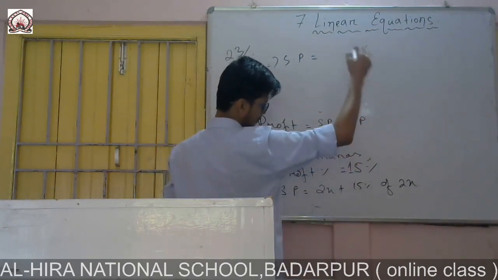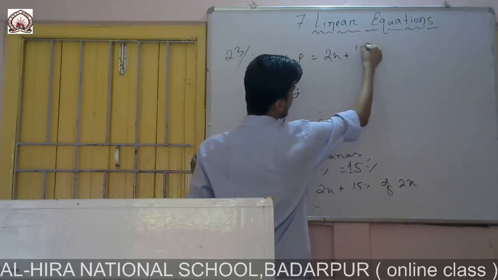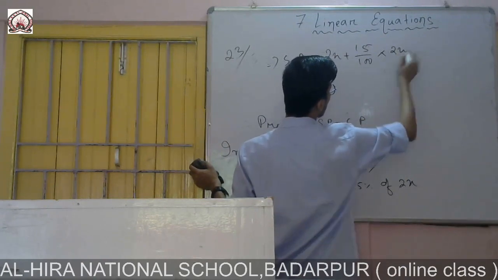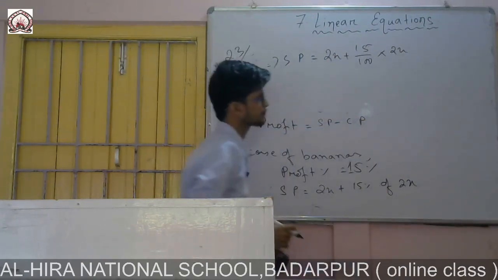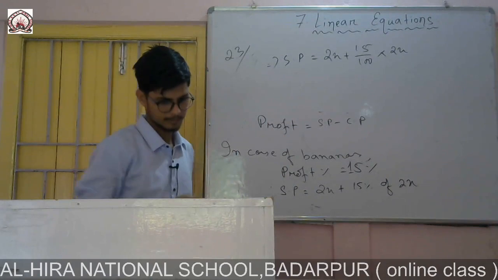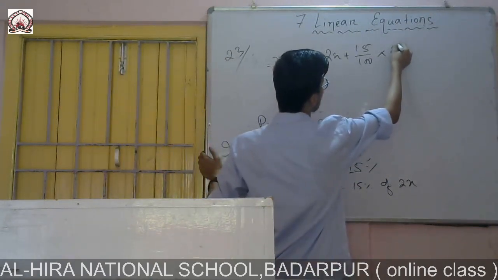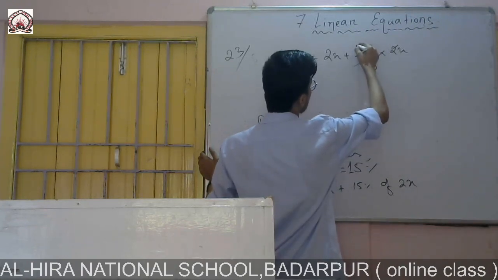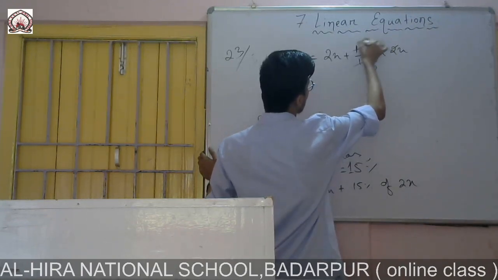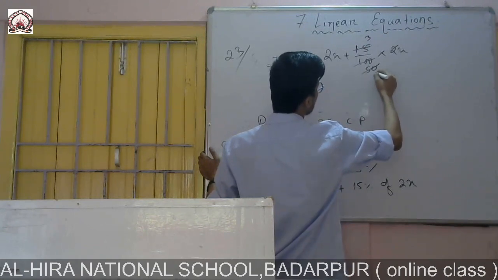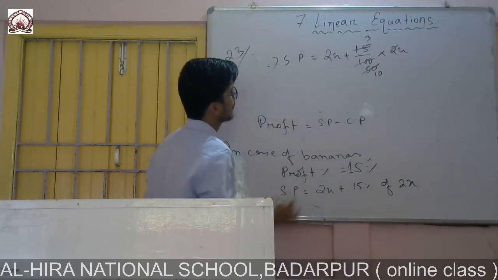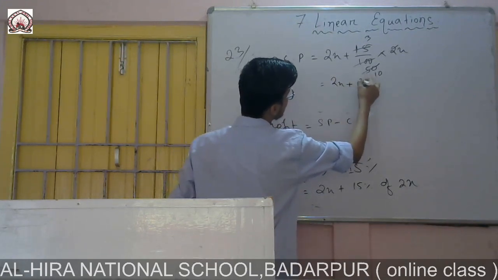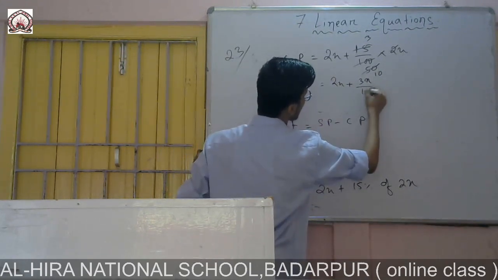So SP will be 2x plus 15 by 100 percentage. That means 15 by 100 of 2x. If I cancel this one, 2 50s are, and with 3 cancel, it is 5 3s are 15 and 5 10s are. That means the answer is equal to twice x plus 3 into x, 3x by 10.